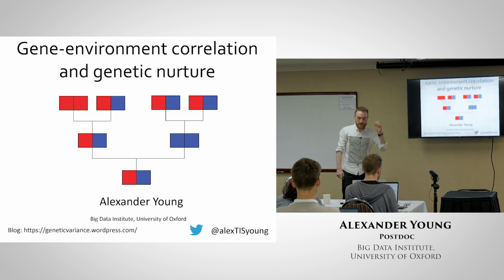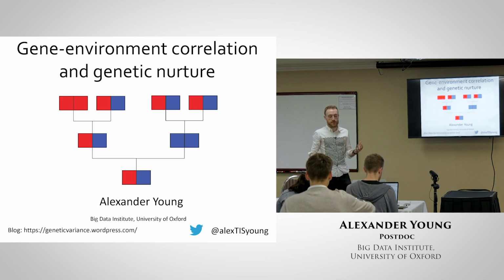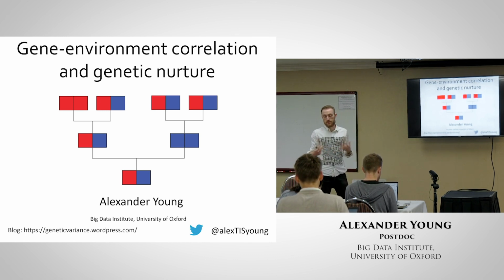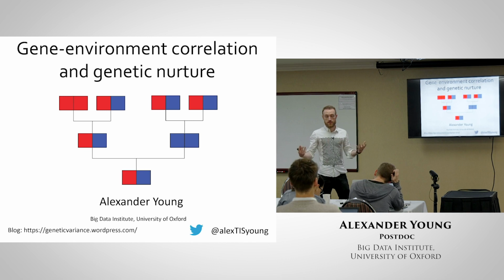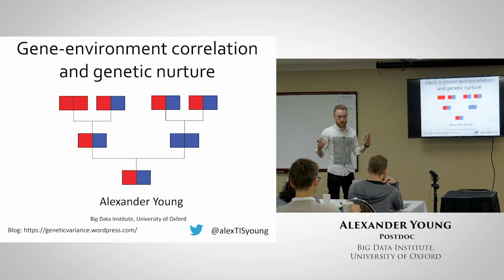And all of the family-based methods are really important for disentangling genes and environment. So when you have correlations between genes and environment, the most effective way to disentangle them is using family data because of the randomization of genetic material that occurs in the family, and that's going to be a theme of the lecture.